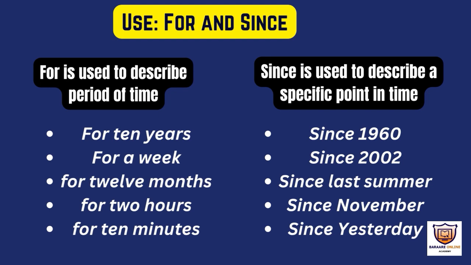So meanwhile, we use for for a period of time. We use since for a specific point in time. Okay, so that's the end of our topic. We have seen the structure, the form, the negative form, the question form. Also, we have seen 5 different situations in which we use the present perfect tense.